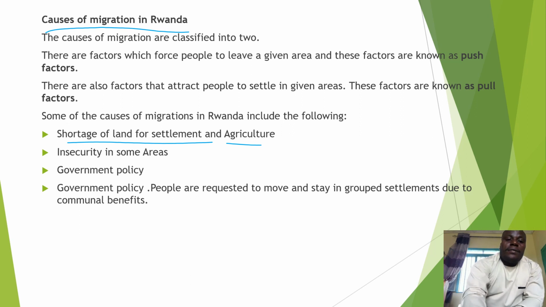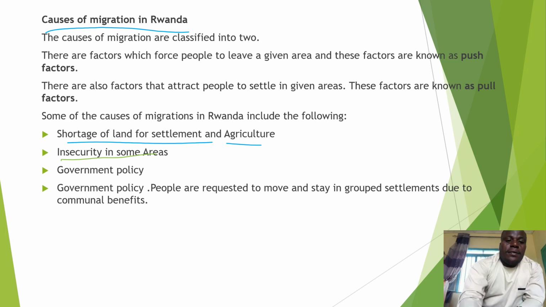Then we have insecurity in some areas. There are areas sometimes known to be areas where rebels hide, and they prove to be insecure, and people try to move away from such areas. For example, in Rwanda, areas near Nyungwe Forest, people tend to move away from those areas because of rebel stories.